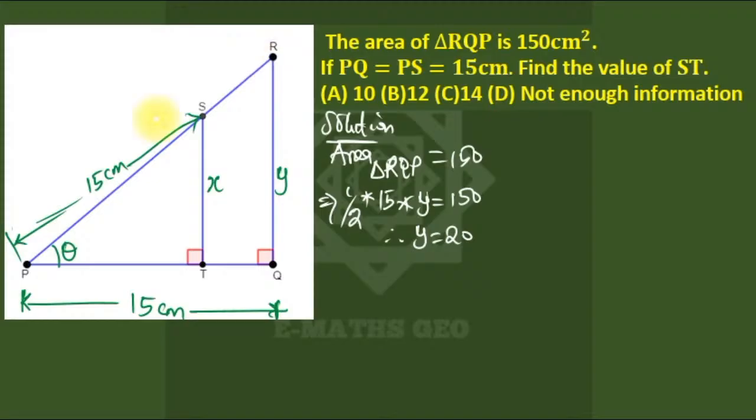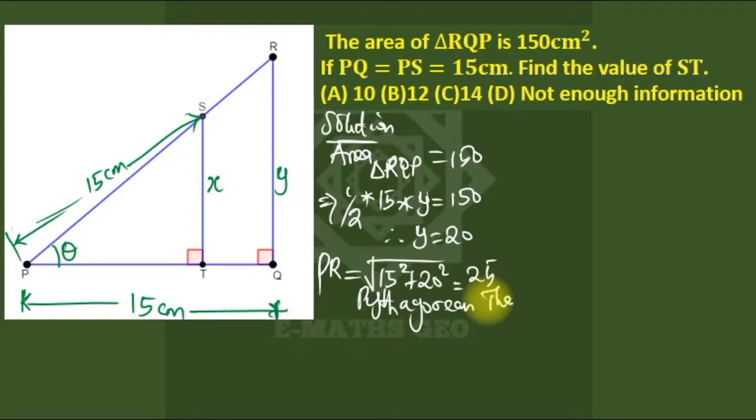Therefore, PR will be, by Pythagorean theorem, the square root of 15 squared plus 20 squared. That's if you sum the squares of this and this, it gives you PR. Yes, which is 25, by Pythagorean theorem. So we've noted that here. Let's put it so that we see that from here is 25 cm now.